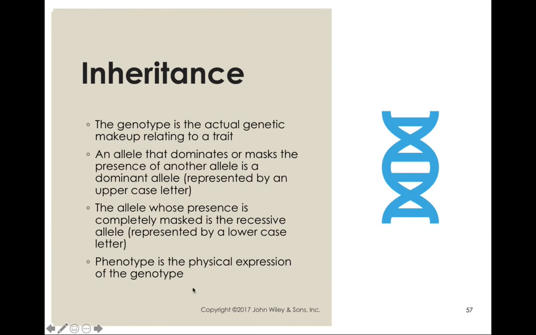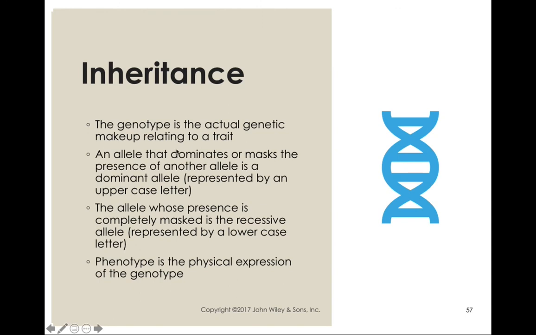Now, the phenotype, on the other hand, is the actual physical expression of whatever the allele is. So, if mom passes on the brown hair allele and dad passes on the blonde hair allele, but the brown-haired allele is dominant to the blonde-haired allele, the physical expression would be the phenotype.